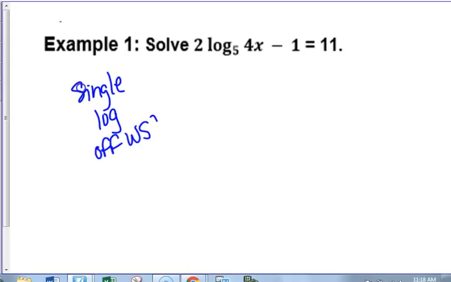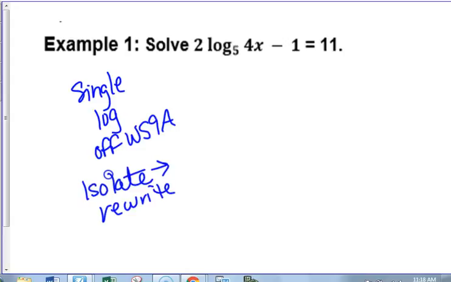Isolate the log and rewrite the sentence as an exponential sentence. Beautiful. Isolate, and then rewrite as an exponent. So, isolate first. What are we going to do?